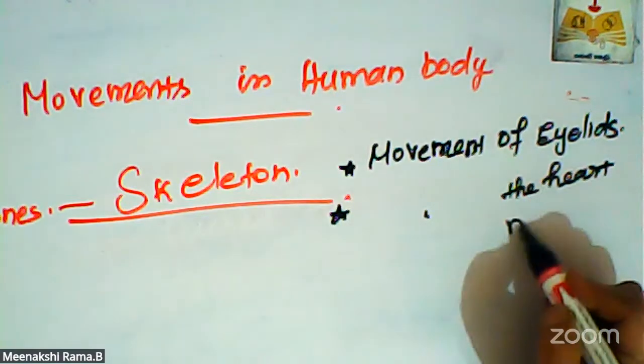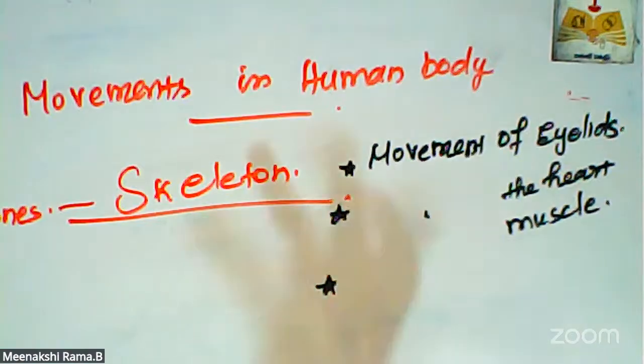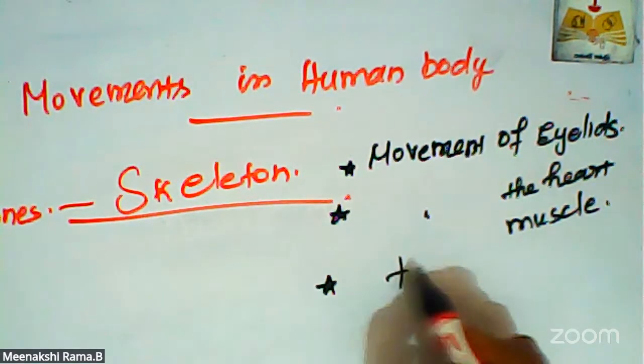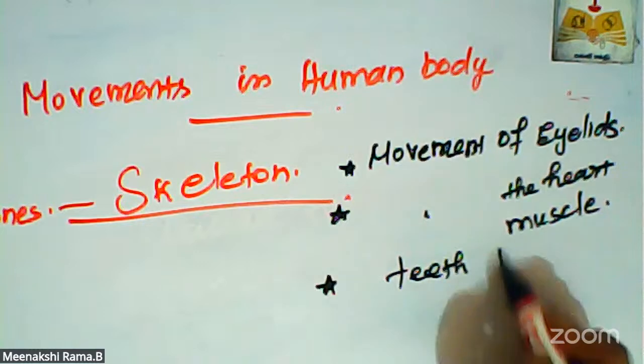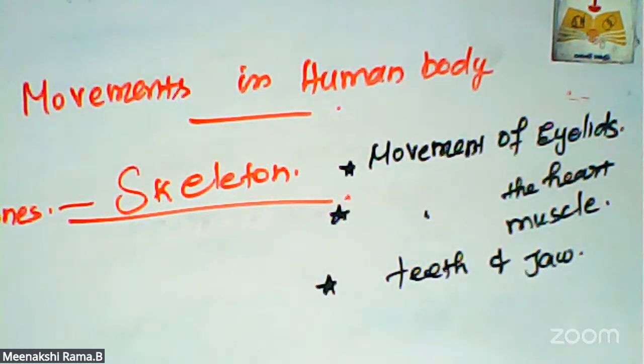Second one, movement of the heart muscle. Heart muscle, yes, contraction and relaxation. That is the lub-dub sound. The heart muscles are always pumping. And then movement of teeth and jaw. Yes, I am speaking, so my teeth and jaw are always moving, up and down action.